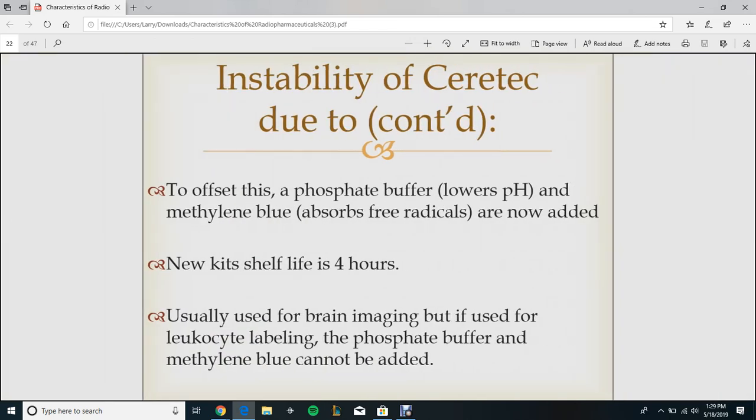To counter this, a phosphate buffer that lowers the pH and methylene blue that absorbs free radicals are now added. The new kit shelf life is 4 hours. It is usually used for brain imaging, but if it's used for leukocyte labeling, you cannot add the phosphate buffer or the methylene blue.